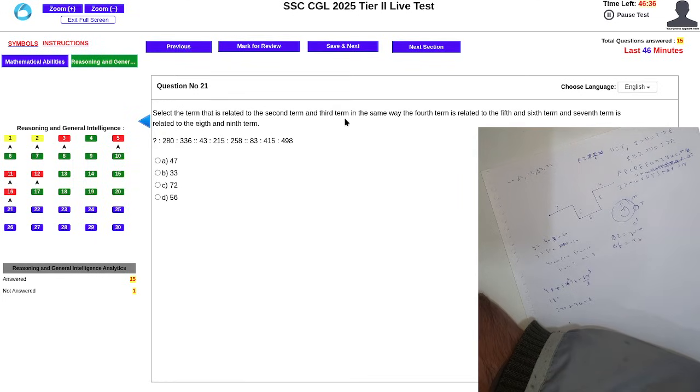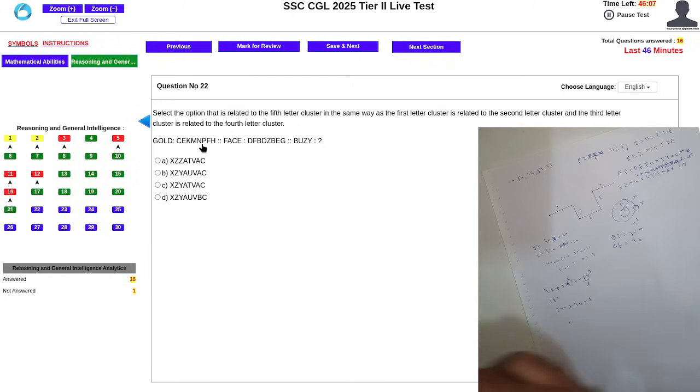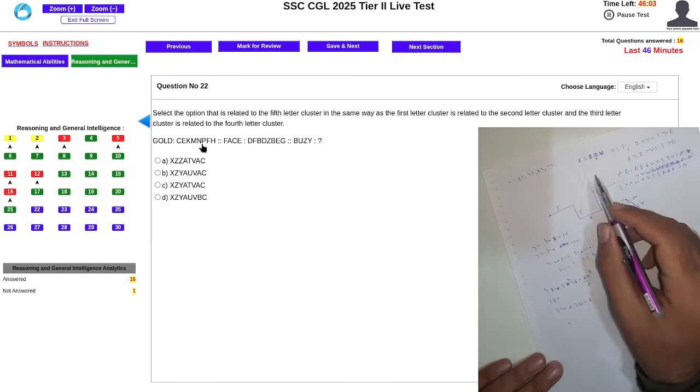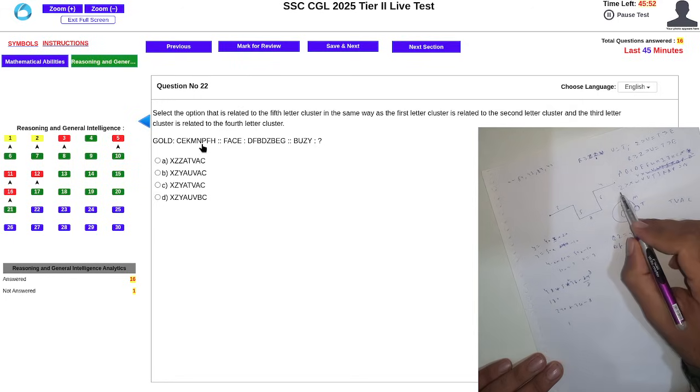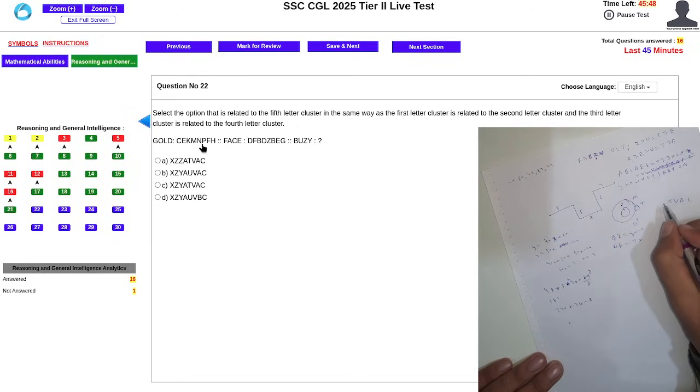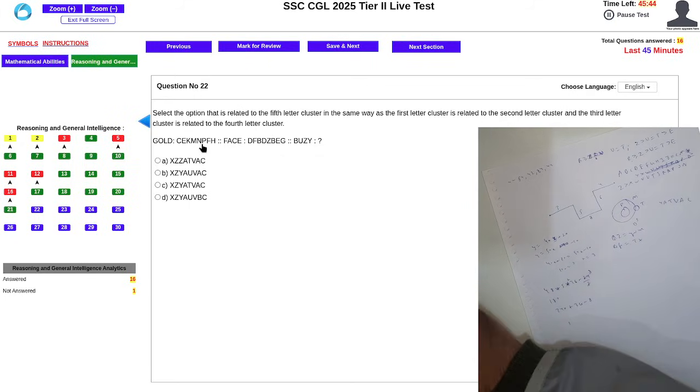Select the term that is the second term and third term the same for term. Divide 56, 43 56 gold, which last, okay. GH ABC AC last. U. TV AC Z. YA TV AC.